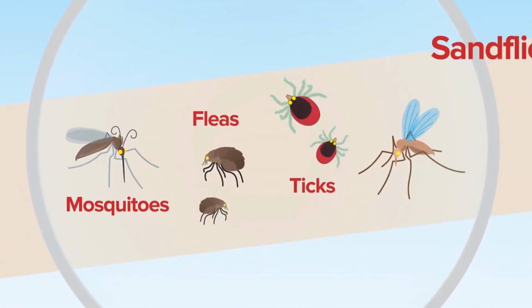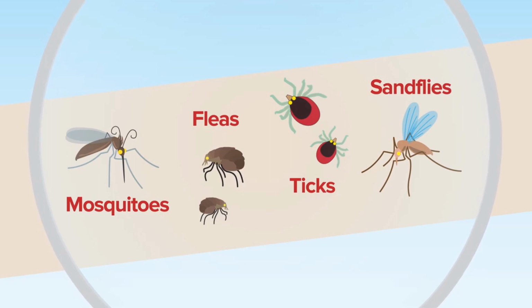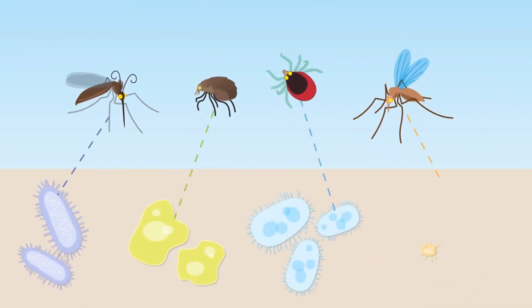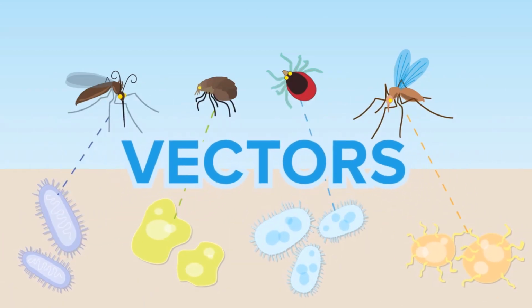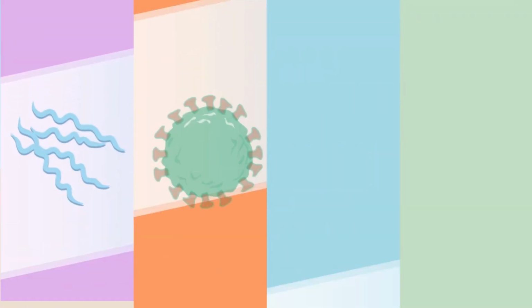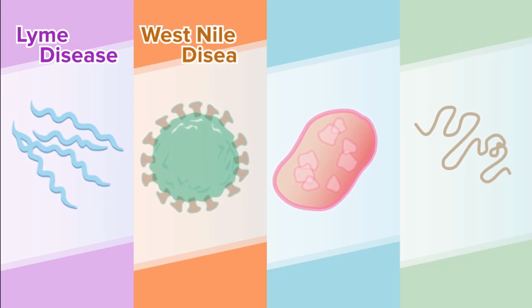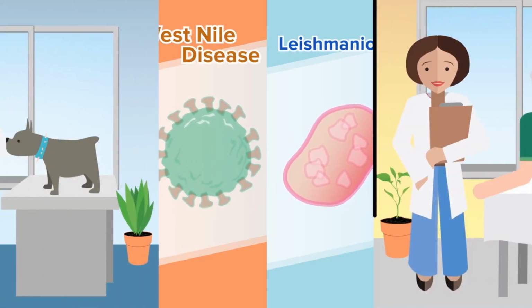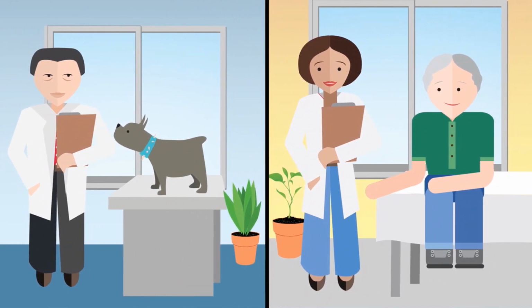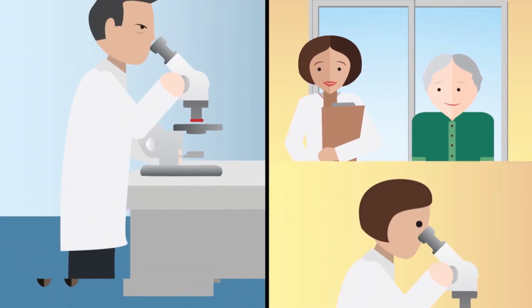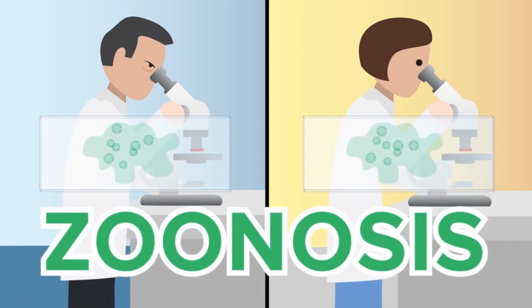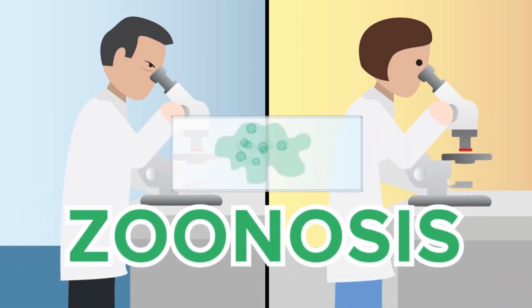Because animals and humans rely on each other so much, this contact can enable diseases to spread between them. Mosquitoes, fleas, ticks, and sandflies are parasites to animals and humans. And when these parasites spread microscopic organisms, they are called vectors. Diseases like Lyme disease, West Nile disease, Leishmaniasis, and Dirofilaria repens can infect both animals and humans.